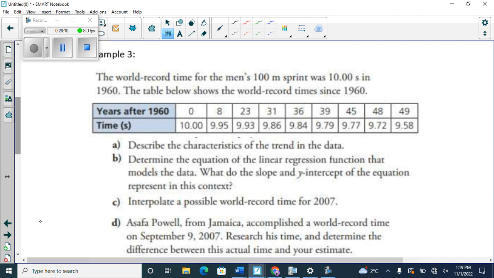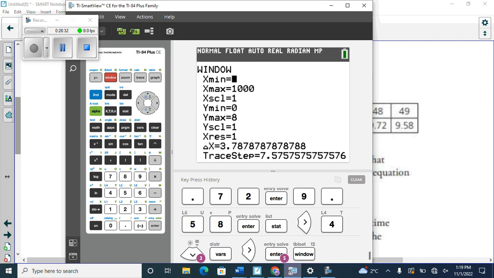Yeah, what if I ask you for a 1950? What would you have to put in for X? Negative 10. If 1960 is 0, 1950 would be negative 10, wouldn't it? 1940 would be negative 20. So we can have negatives in our X on this one, just because of the way the question is asked. So I'm going to go to my window and I'm going to put negative 10 here.